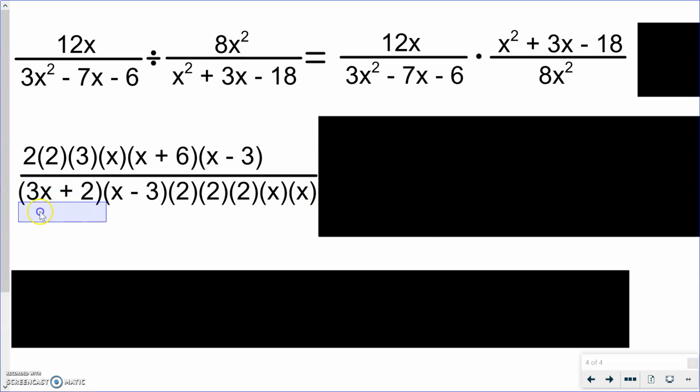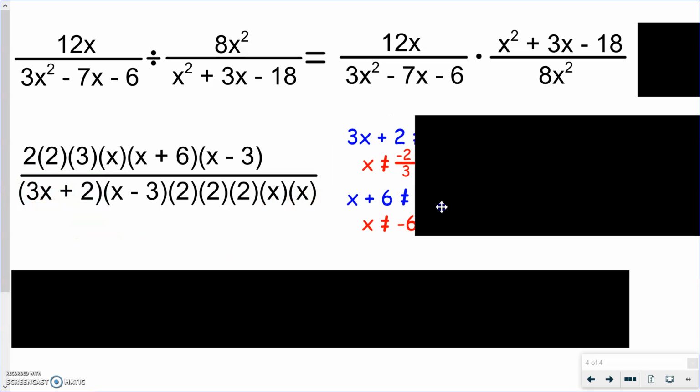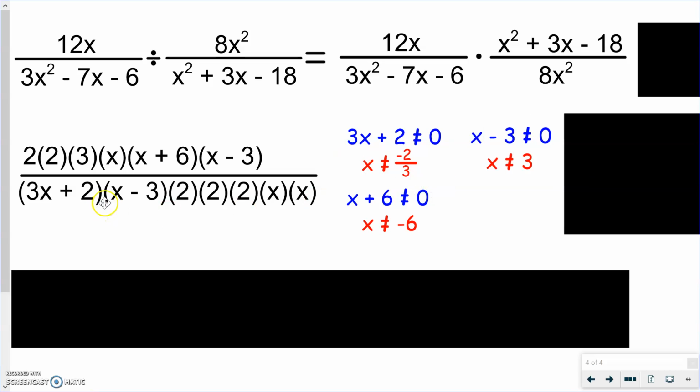This first one here cannot be 0, so you'll see me doing 3x plus 2 cannot equal 0. Solve it, I get x cannot equal negative 2 thirds, because I subtract 2 first, then divide by 3. I'm doing the bottom first. Then I use x minus 3. There's that problem. Add 3 to both sides. x can't be positive 3.